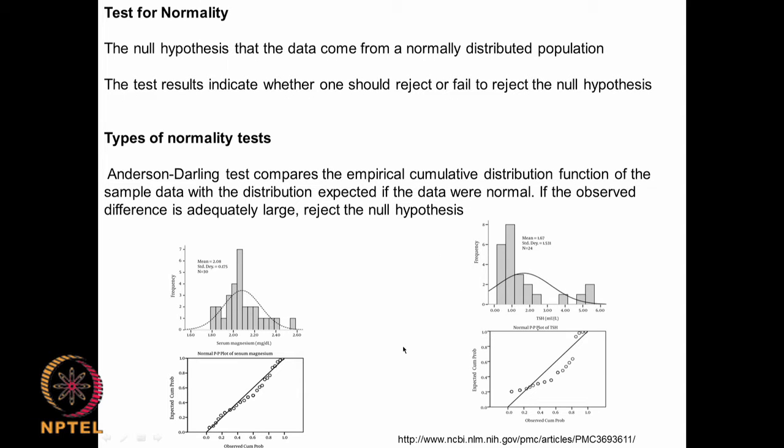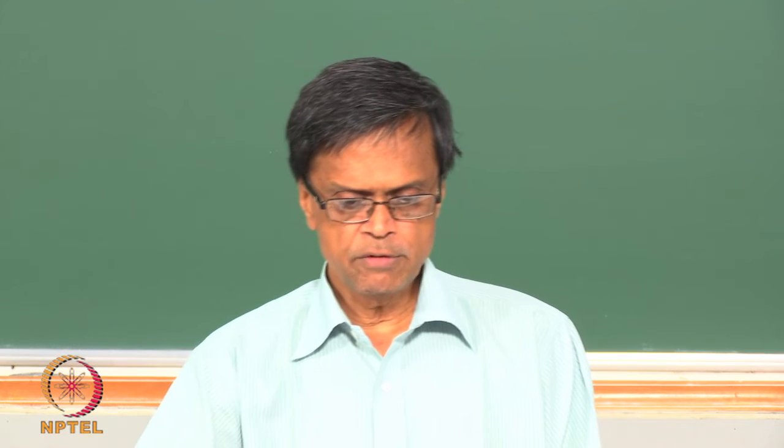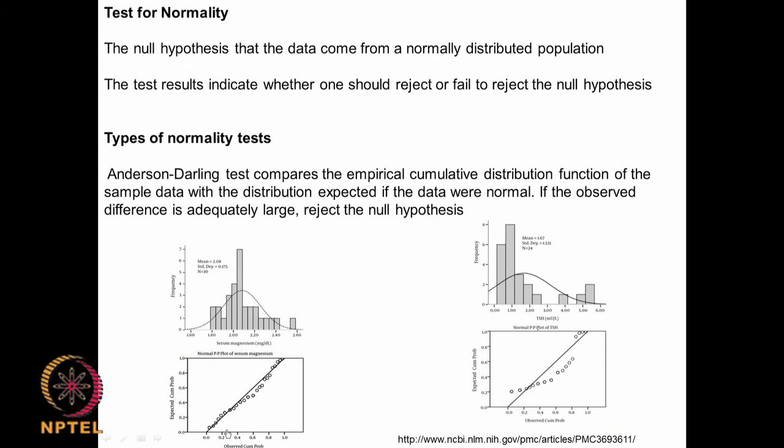So, in the Anderson-Darling test, what we do is from the data set we calculate a mean and a standard deviation, and we predict how the normal curve will look, and then we plot them together with the actual data, and that will give you an observed and expected. If they do not fall on that line, then we can say that the data does not come from the normal population, as this example shows, which is taken from this particular reference paper.